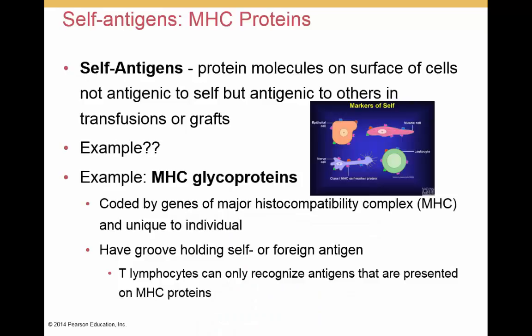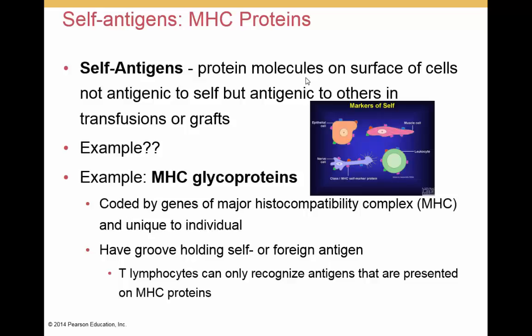Self-antigens. I mentioned this as well, right? We have self-antigens like the MHC proteins that I mentioned earlier, and the A and B proteins on blood. These are protein molecules on the surface of cells that are not antigenic to self, but antigenic to others. So these are things that I have that maybe won't work with you, and it's going to make a big difference in transfusions, a big difference in tissue grafts, transplanting kidneys, other organs, things of that nature.